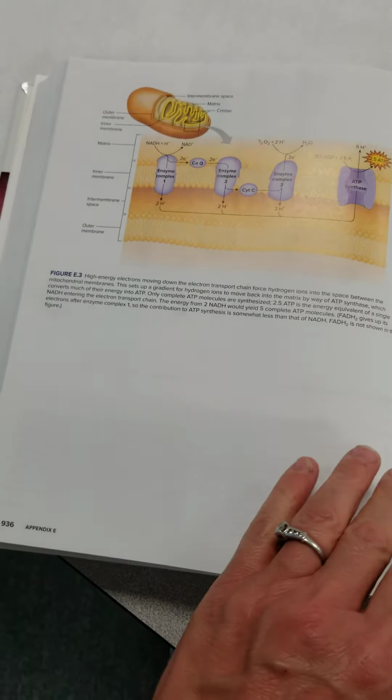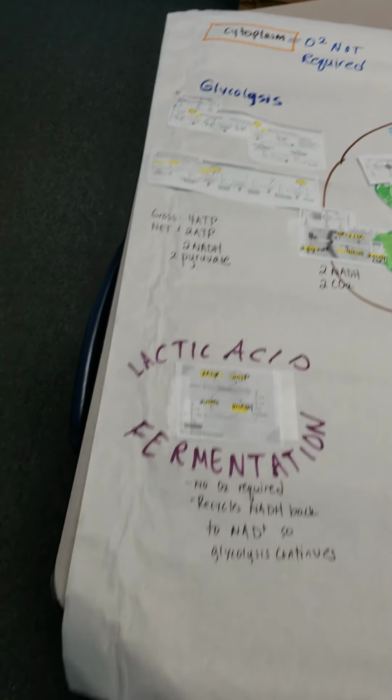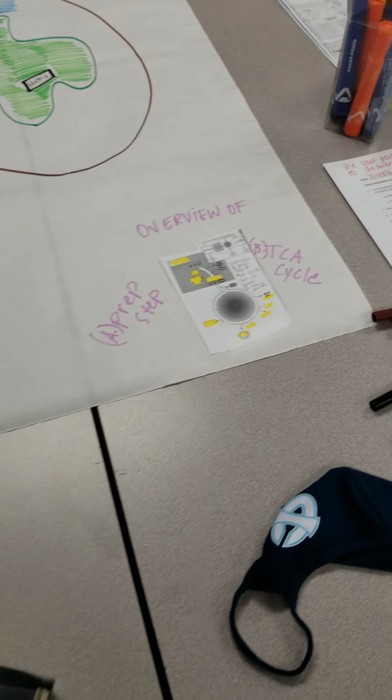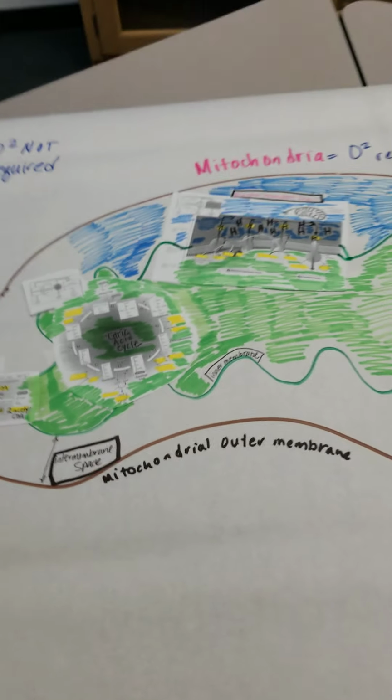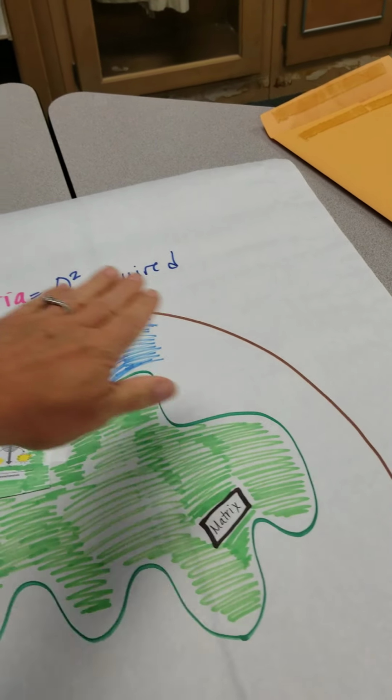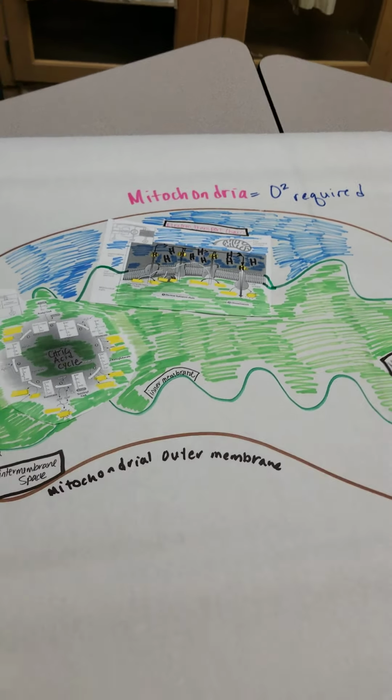Okay, folks, so I worked on my poster a little bit, and let me show you what I've done. First of all, the outer borders of my paper are the cell membrane. The inner portion here is the cytoplasm, and I've drawn one big organelle. This one whole organelle is, guess what? You guessed it, a mitochondria.